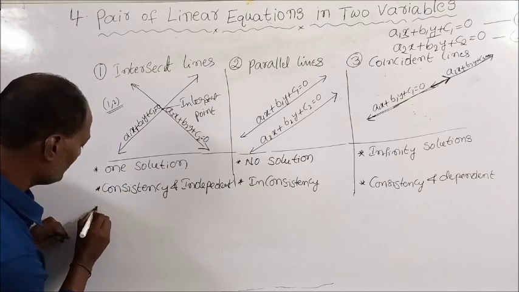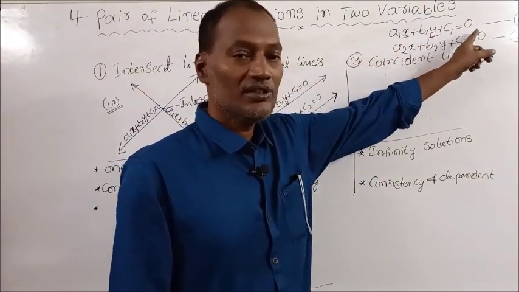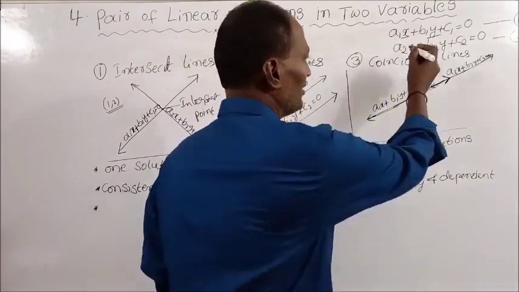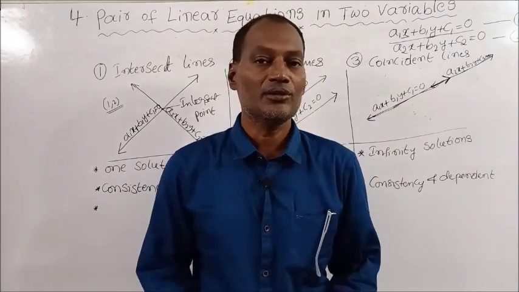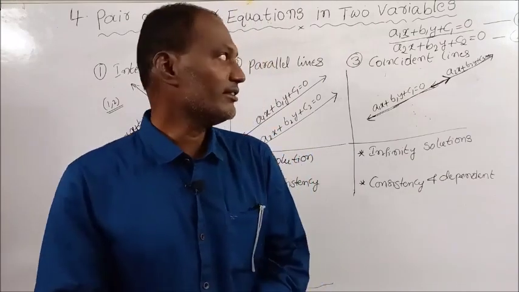The third one is, we know a1x plus b1y plus c1 is equal to 0. It is the form of a linear equation. You should remember, this is very important. This is a1x plus b1y plus c1 is equal to 0, a2x plus b2y plus c2 is equal to 0. This is the form of the linear equation.